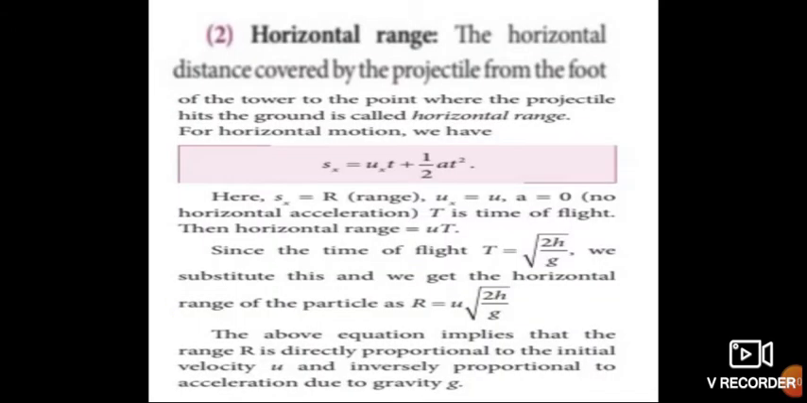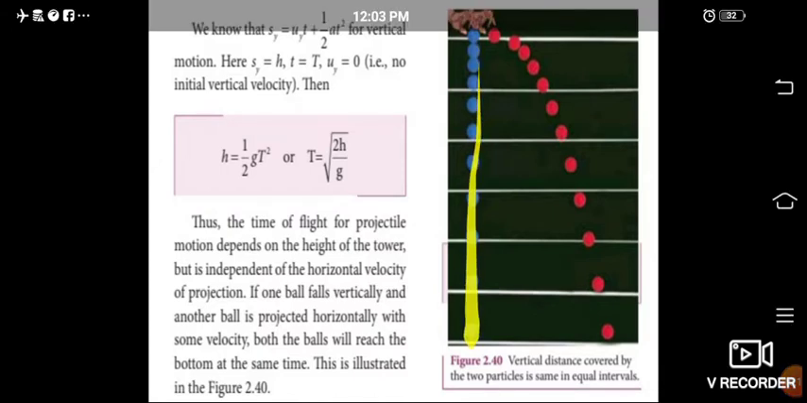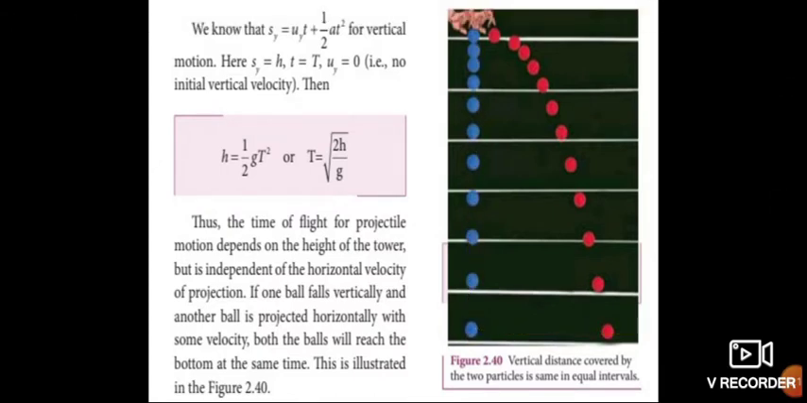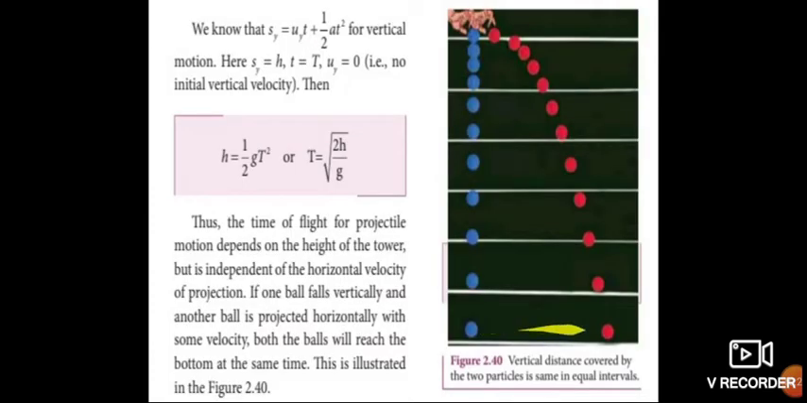Next, horizontal range. The horizontal range means the horizontal distance covered by the projectile from the foot of the tower to the point where the projectile hits the ground. So what is the meaning of horizontal range? It is the distance covered by the projectile from the foot of the tower to the point where the projectile hits the ground. This is the horizontal range.